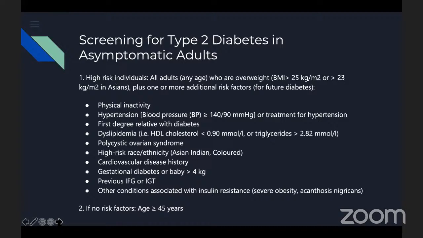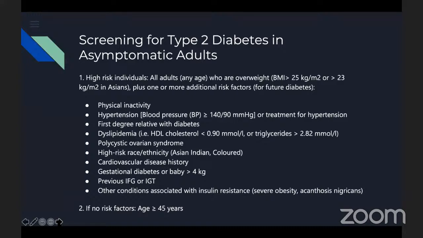With regards to screening, we included a slide on screening for type 2 diabetics, because these are patients who come with a slower onset of hyperglycemia, and generally they have multiple risk factors that can be modified before they reach the endpoint of being diagnosed with diabetes. We can separate them into high risk and low risk individuals. Your high risk individuals are all adults who are overweight, so raised BMI, plus one or more of the listed factors.